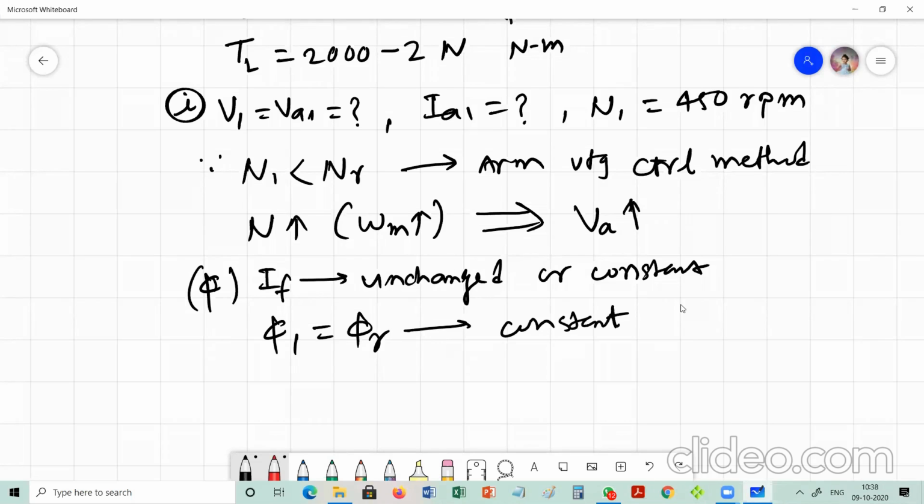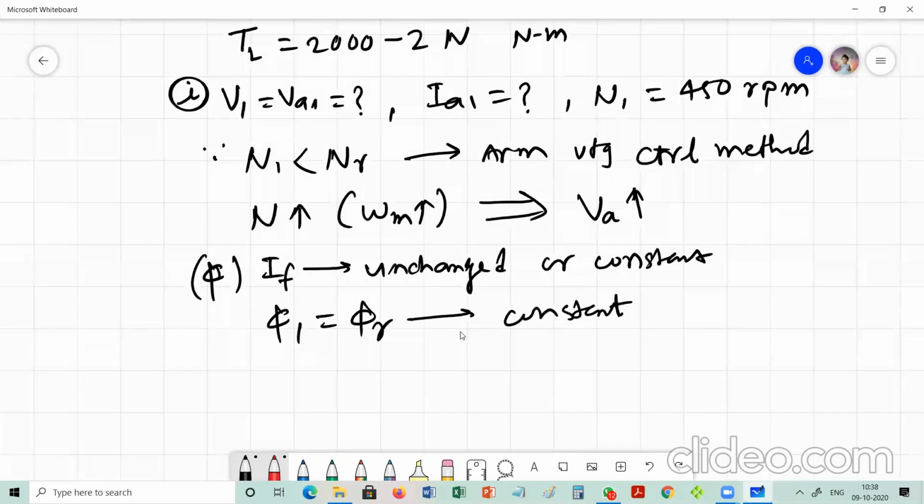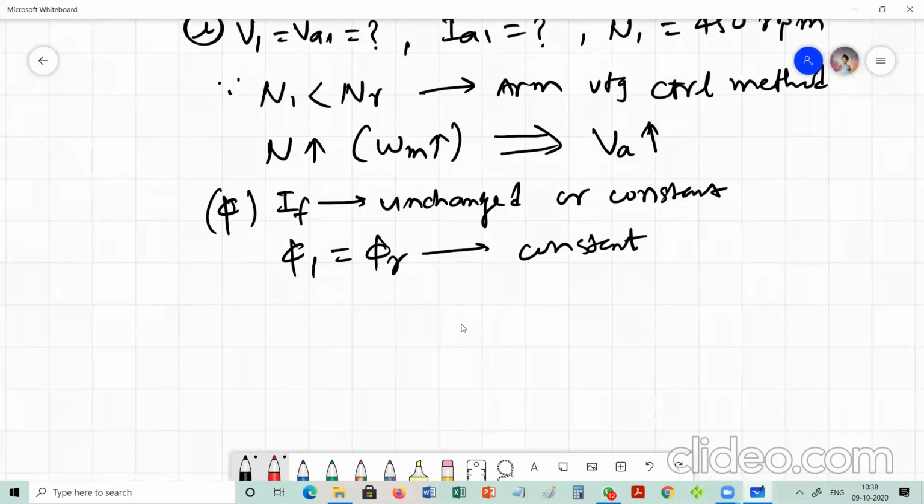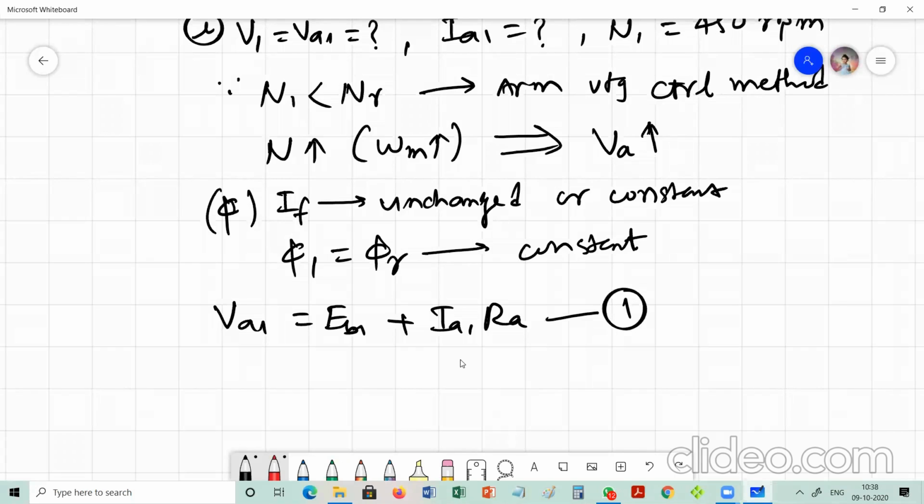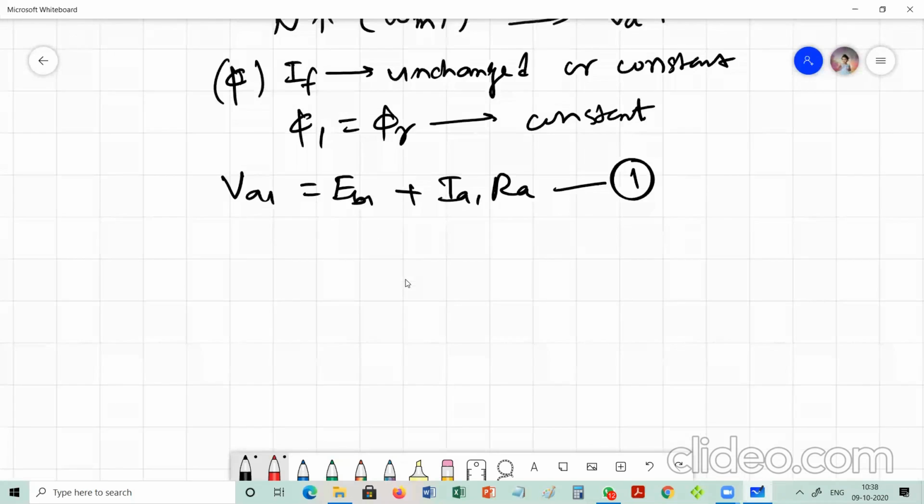So now we can solve the problem. First they ask for terminal voltage. VA1 is equal to EB1 plus IA1 RA. Value of RA they have given, but IA1 and EB1 they have not given. I will give it equation number 1. So the unknown quantities we will calculate.